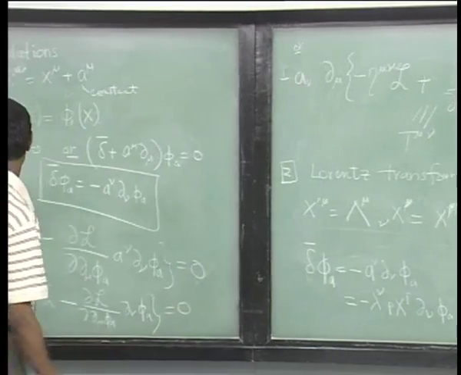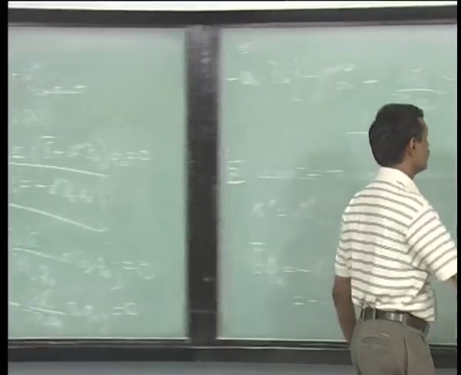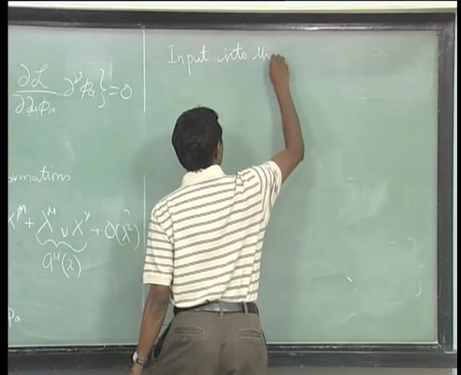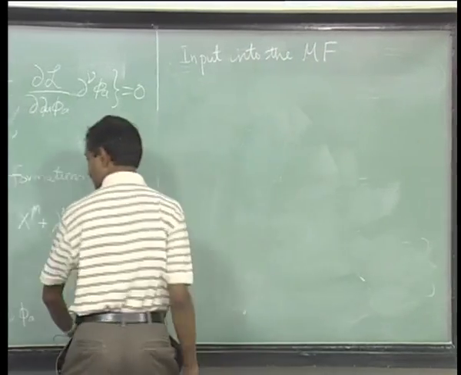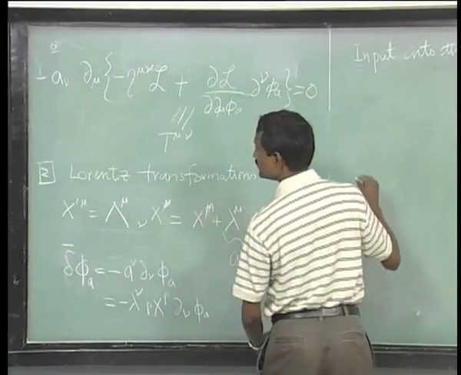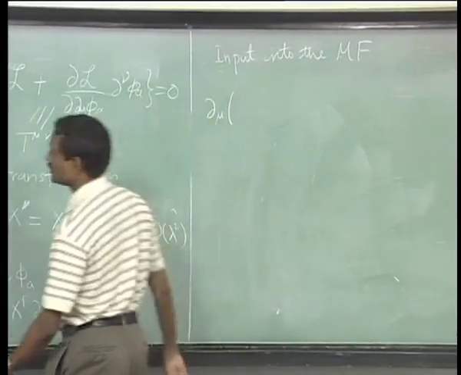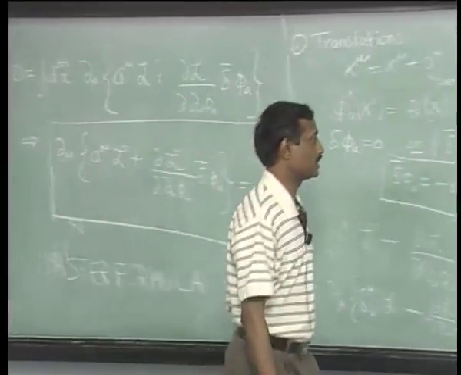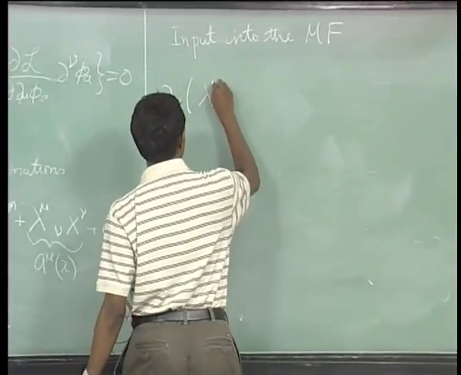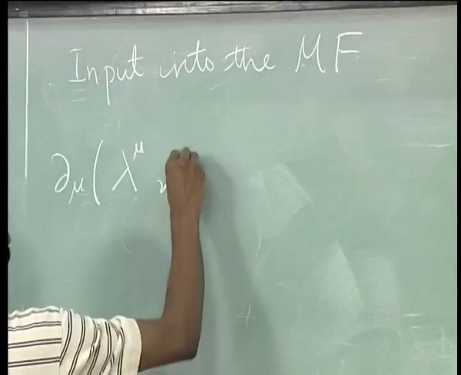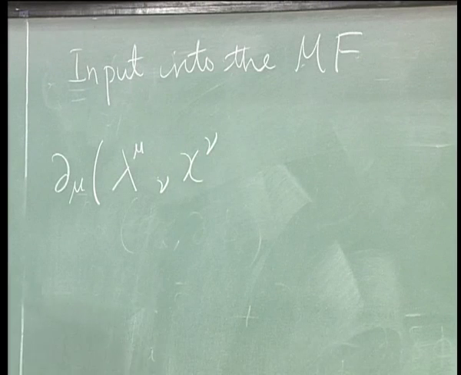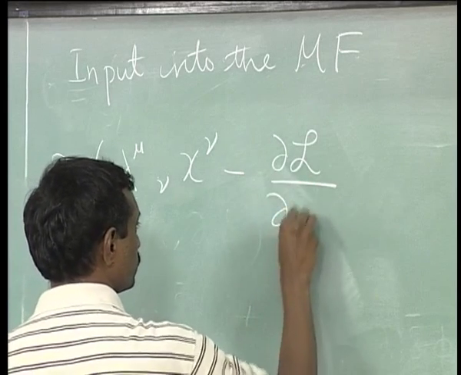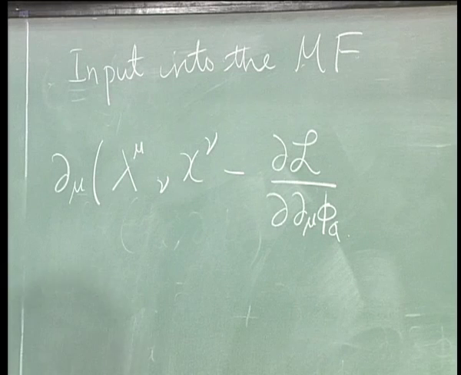So we should be a little bit more careful about how we do things, and we will be. So let us just first put things into the master formula. So we get d mu of a mu lambda, so a mu we already have out there, so it is lambda mu nu x nu, and minus delta bar of this thing which I have here.